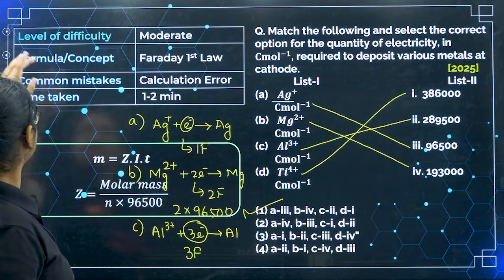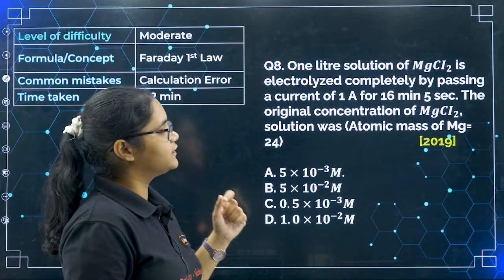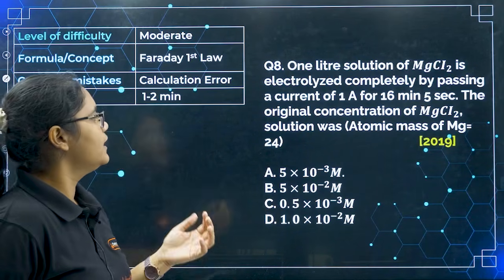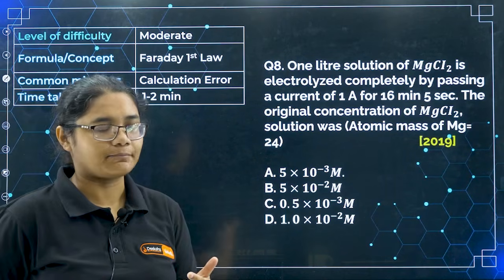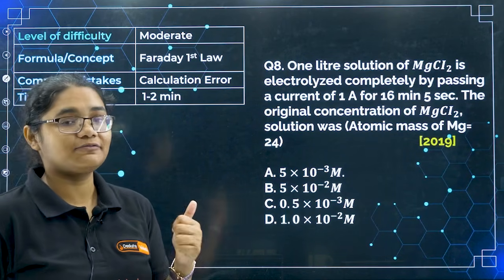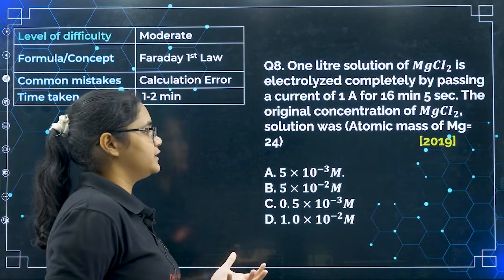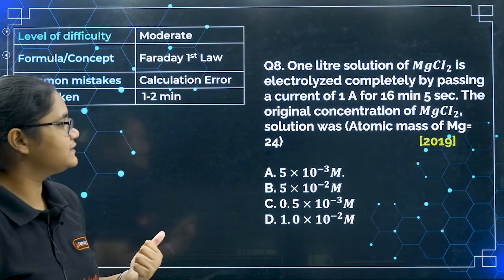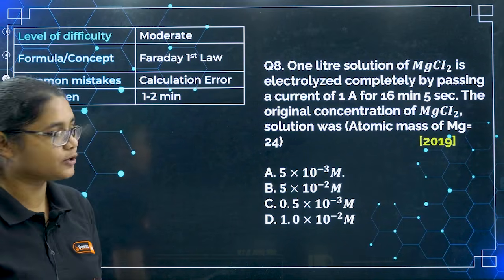Moving to the next question here. We have 1 liter of a solution of MgCl2 that is electrolyzed completely by passing a current of 1 ampere for 16 minutes and 5 seconds. The original concentration of MgCl2 solution was. So what is happening here? Let's first visualize the question, or let's first understand the question.